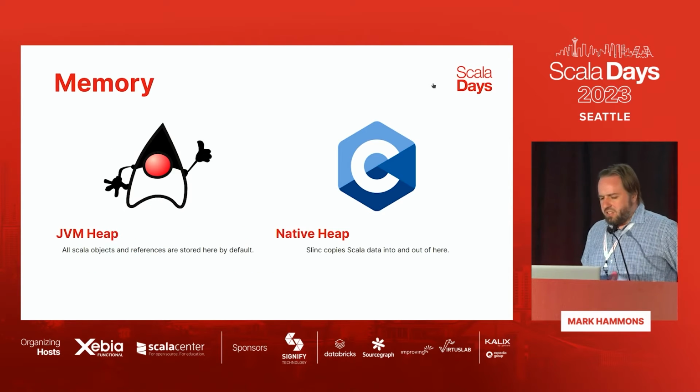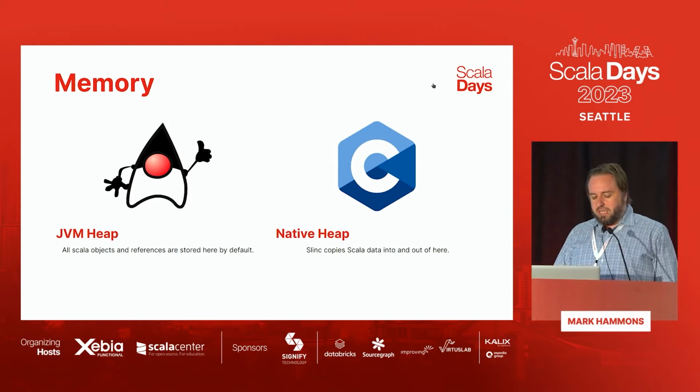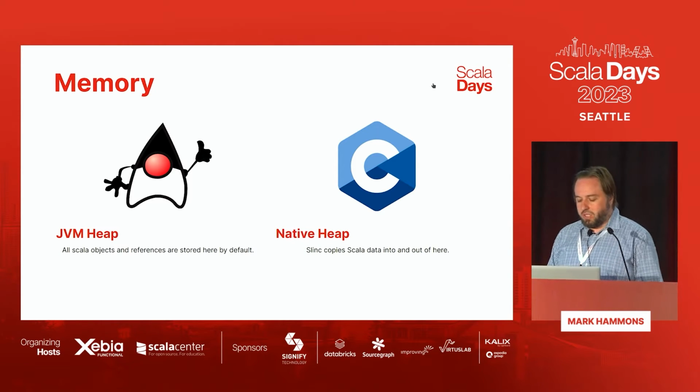I think this is a good time to start talking about the two types of memory that you have to deal with when you're programming in Slinc. You have the JVM heap and the native heap. JVM heap is where all the Scala objects and references are stored by default, and we're all very familiar with using the JVM heap. However, when you're using Slinc, you also have to deal with the native heap.